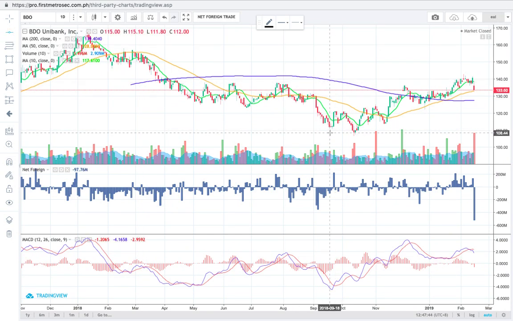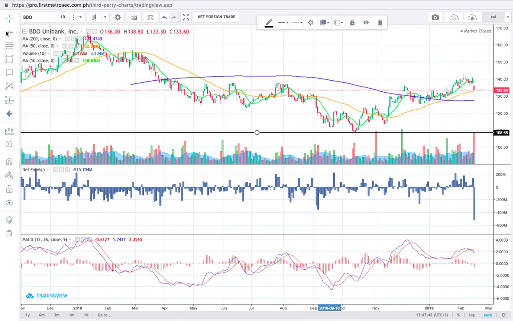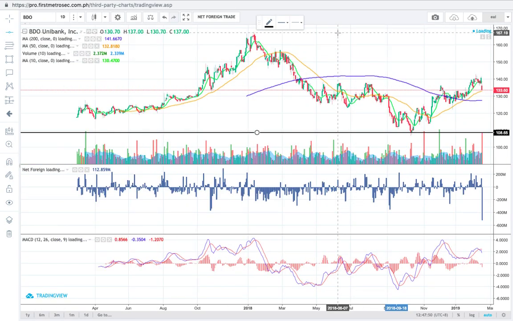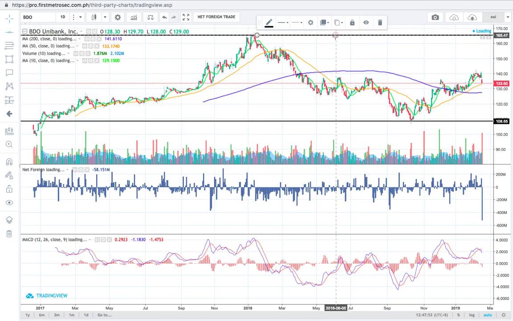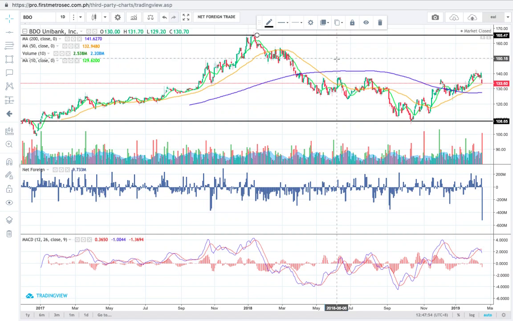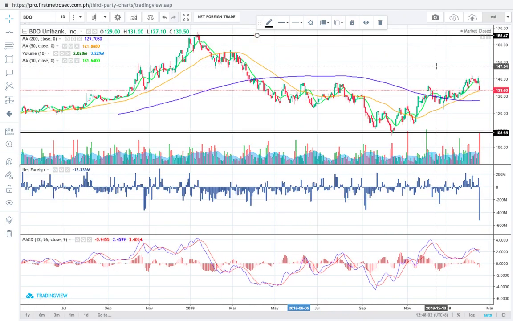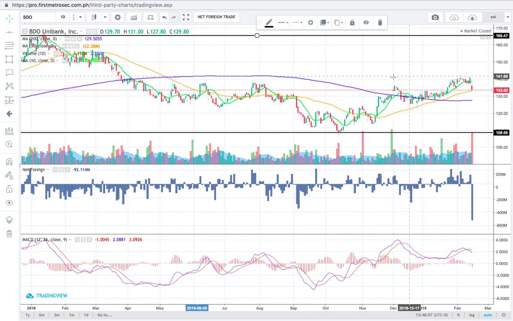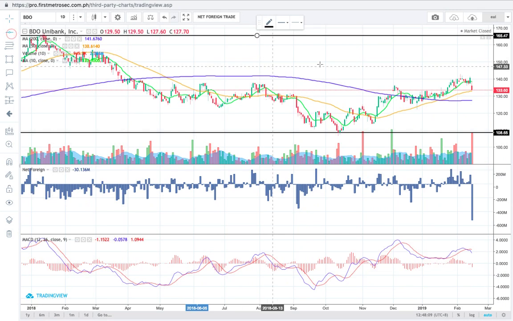Major support is somewhere here, and the major resistance is, where do you think we should put it here? Put it somewhere here, okay? But that's too far-fetched relative to where BDO is right now. This 165.47 is too far-fetched compared to the price point where BDO is at the moment. It's still at 133.60. So I'm also going to plot my resistance level here.